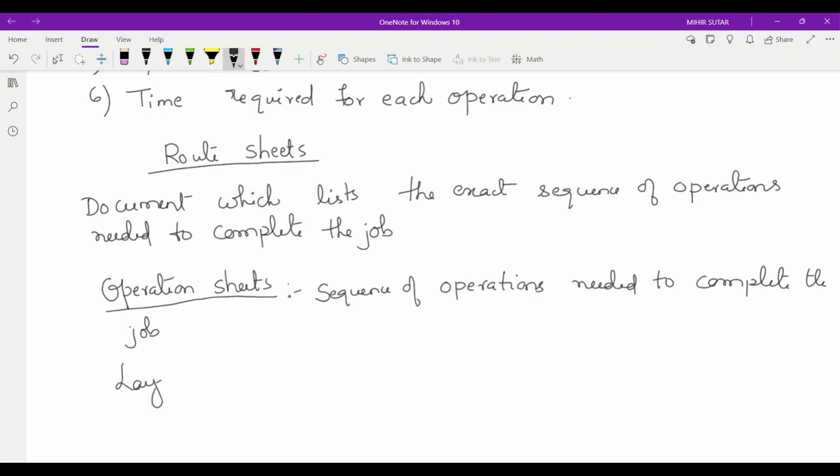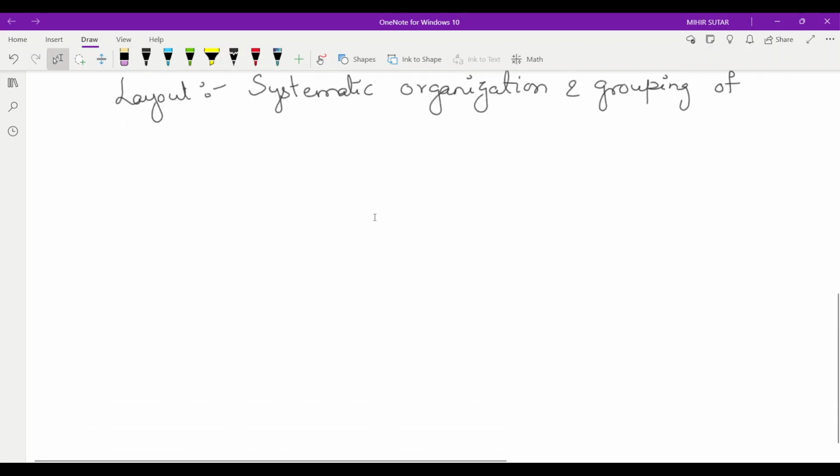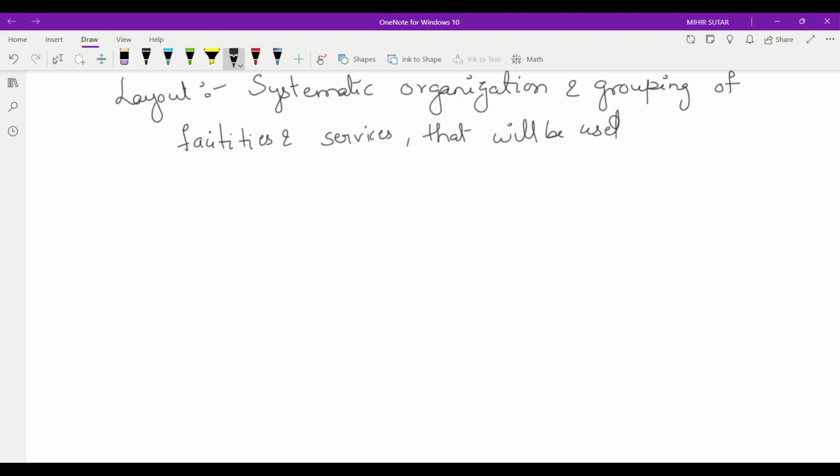Layout means systematic organization and grouping of facilities and services that will be used to manufacture the goods or the product. That is your layout. Again, layout is of different types.